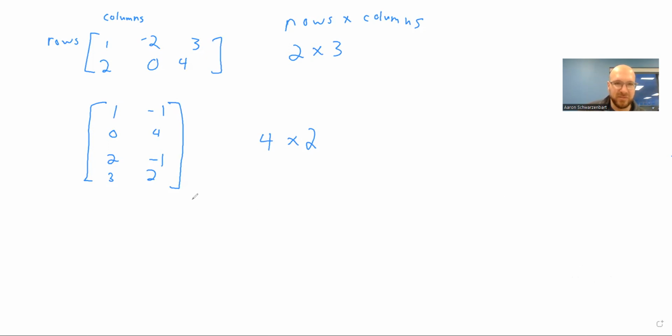Name them. If I want, we'll call this matrix A. If I want A 3, 2, I look at the third row, followed by the second column, and that is -1.